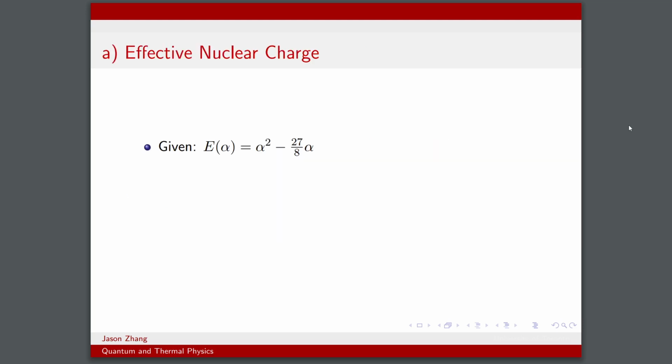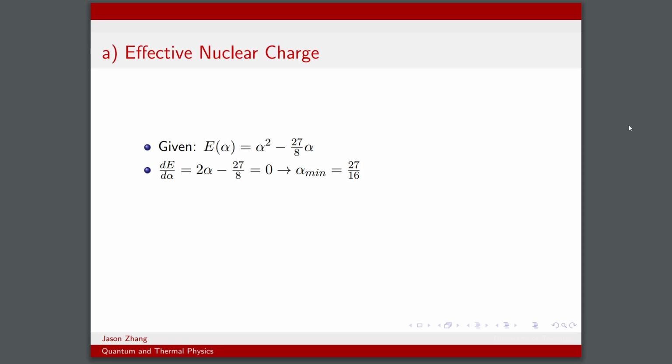Alright, so let's do part A first. What is the effective nuclear charge? So we're given this equation using the variational variable alpha for the total energy of the helium atom. And again, what we want to do is find alpha such that the energy is minimized. So we can take the derivative of energy with respect to alpha. We do that, we get an expression 2 alpha minus 27 over 8.